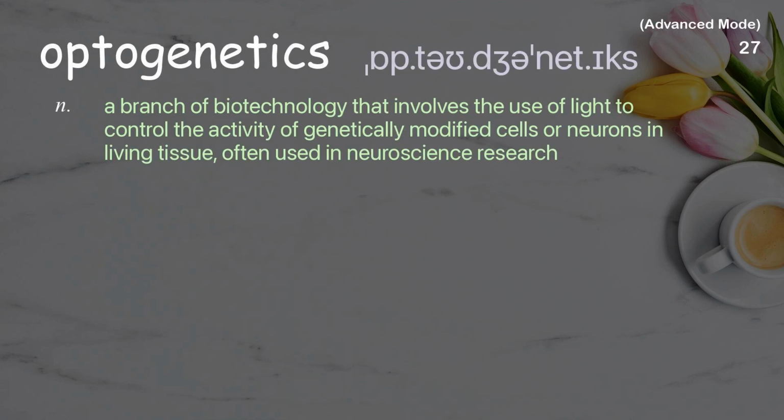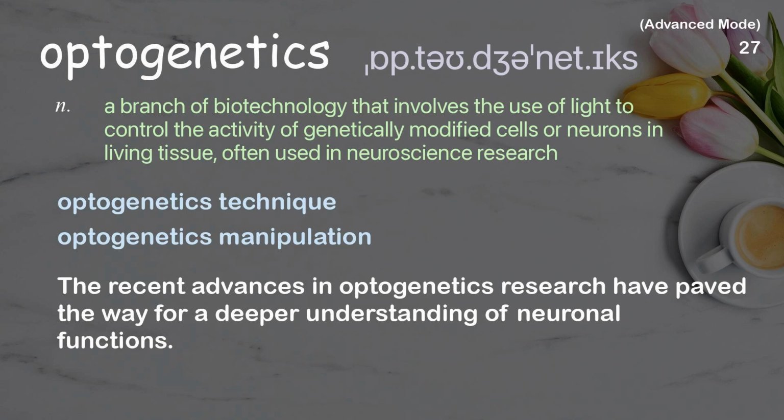Optogenetics. A branch of biotechnology that involves the use of light to control the activity of genetically modified cells or neurons in living tissue, often used in neuroscience research. Examples. Optogenetics technique. Optogenetics manipulation. The recent advances in optogenetics research have paved the way for a deeper understanding of neuronal functions.